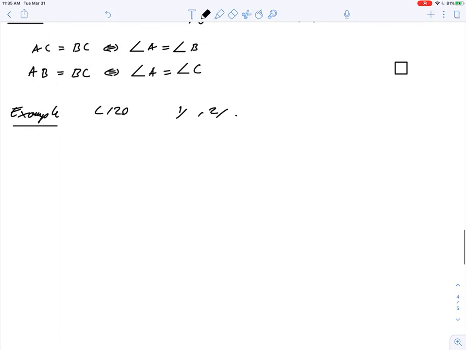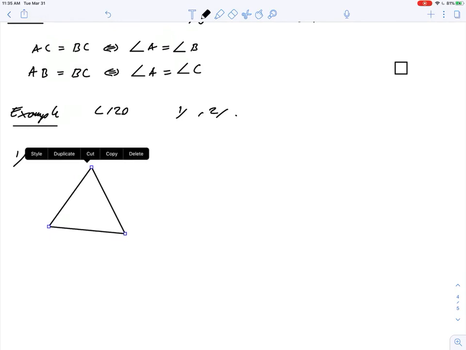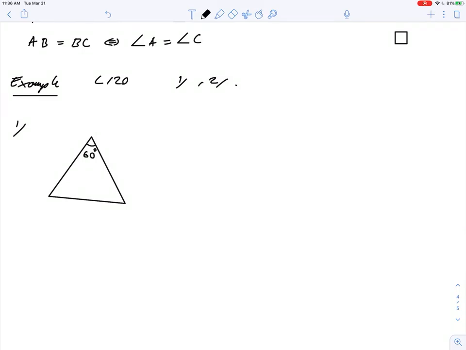Okay, so let's do question 1 of these two. What do we have? We have an isosceles triangle, an attempt at one, where one of the internal angles is 60 degrees. Okay? So let's think about this alpha and beta. This guy is isosceles. That's part of the assumptions.